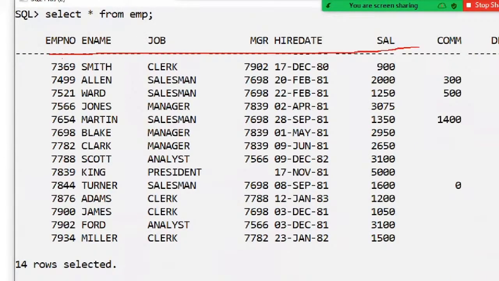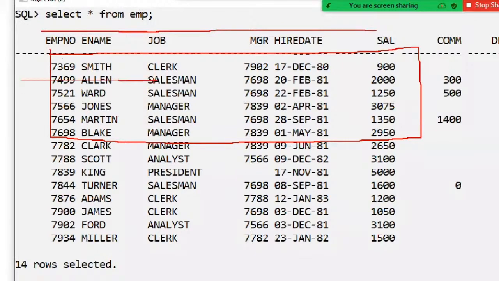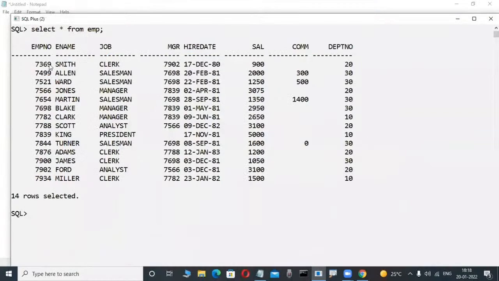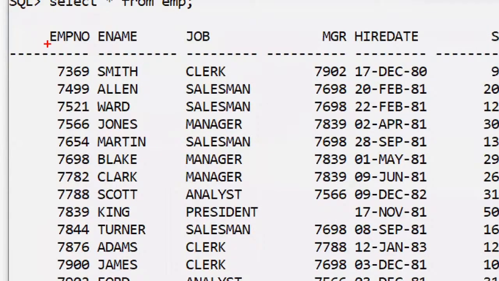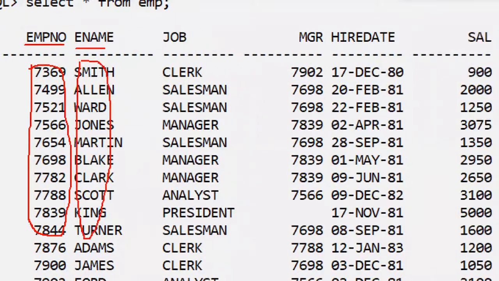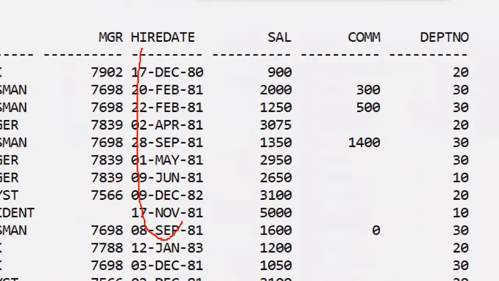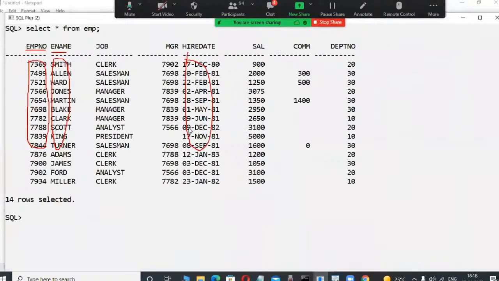Observe here, you will also be storing data in the future like this. Organized fashion means a table: these are columns, these are rows. They are storing the data in an organized manner only. Observe here, in a matrix format, in the employee number column only numbers are available. In this column, only characters are available. In this column, only dates are available. That's why the data is stored in a structured manner.